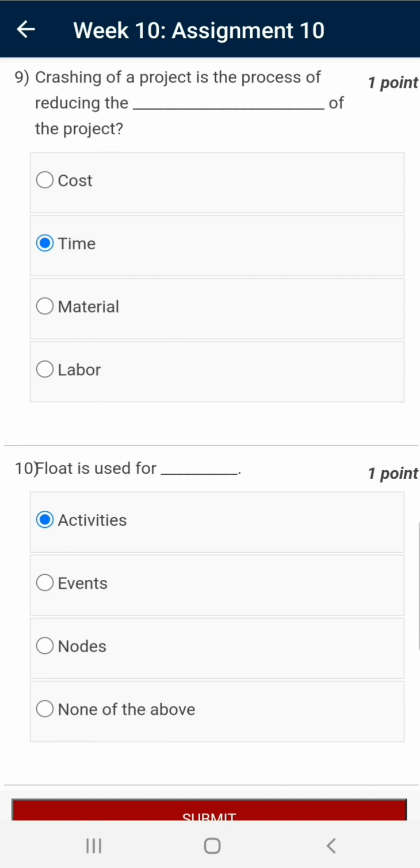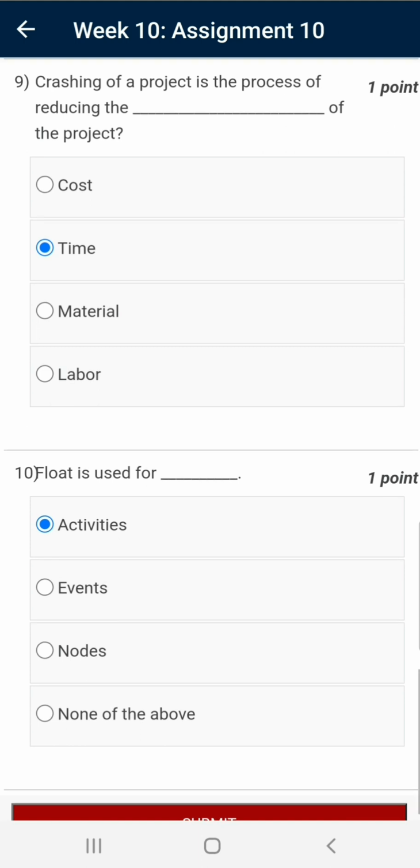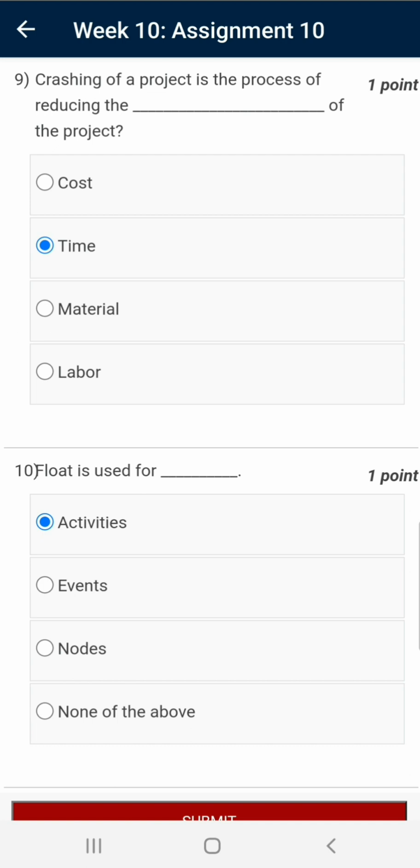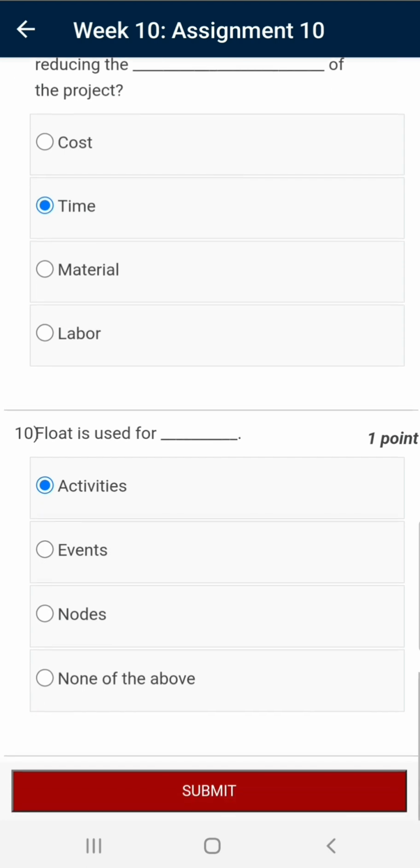Question number 9. Crashing of a project is a process of reducing the time of the project. The crashing of network is done by decreasing the time of the project, whereby there may be increase in direct cost, there may be decrease in indirect cost, material and labor. If it is direct, may remain constant, but indirect materials or labor may decrease.